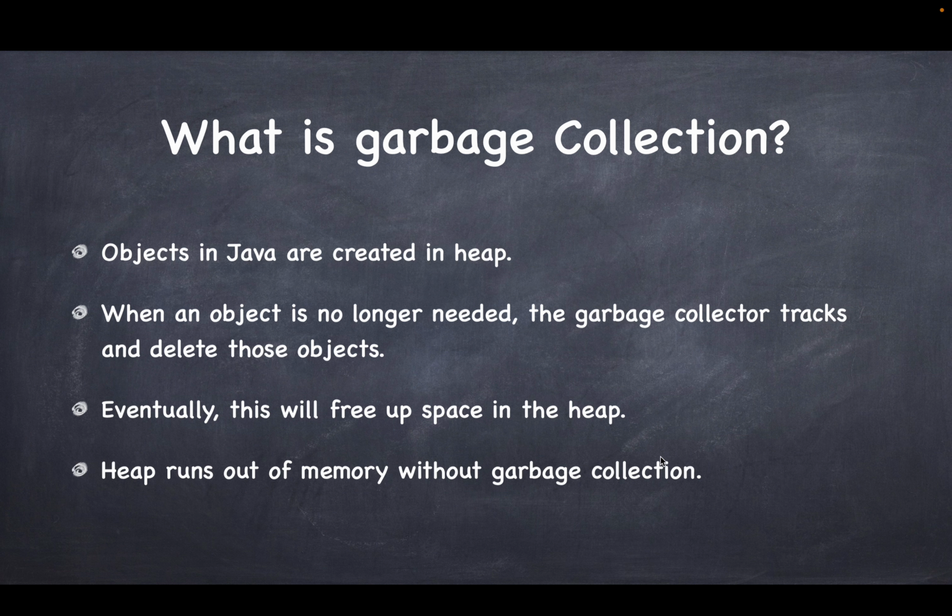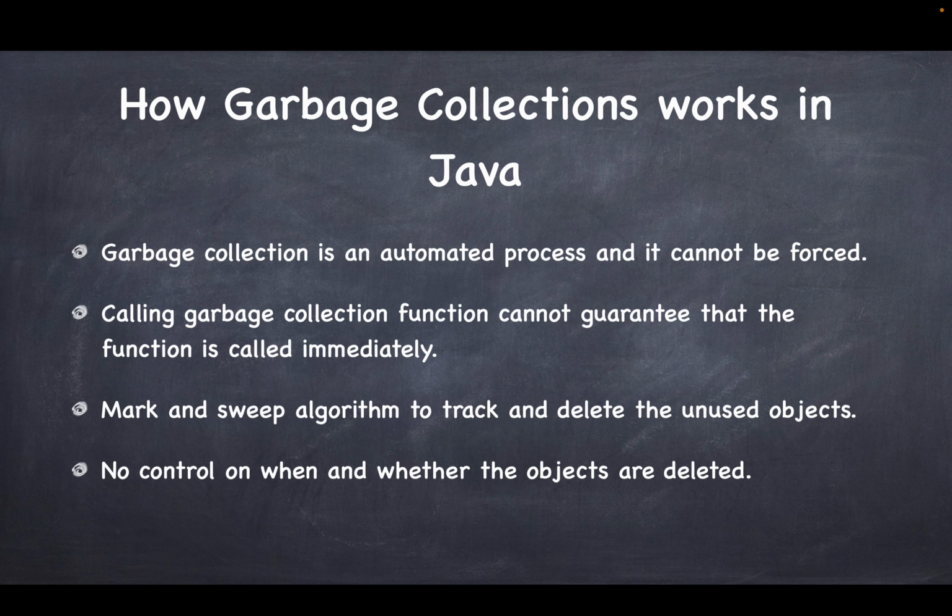If garbage collection is not happening, then what will happen? The memory will run out of space. So that is what garbage collection is, and that is the necessity of garbage collection. Okay, we know we are not doing anything manually. Now let's try to understand how garbage collection works in Java. I'm not deleting my object, so who is deleting my object? The garbage collector is deleting my object. Let's try to understand how it is deleting those objects.